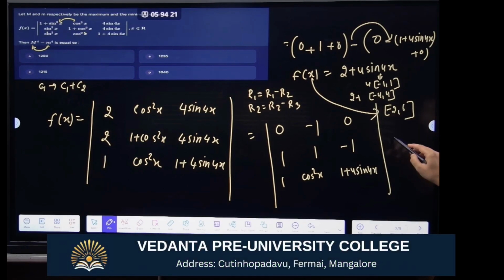So what is the minimum value? The minimum value is the given small m. So small m will be minus 2 and capital M is going to be 6. So you got capital M and you got small m.